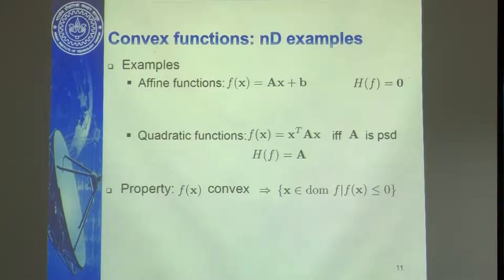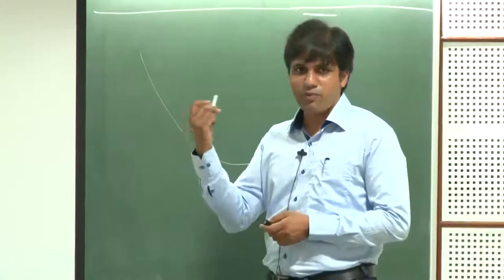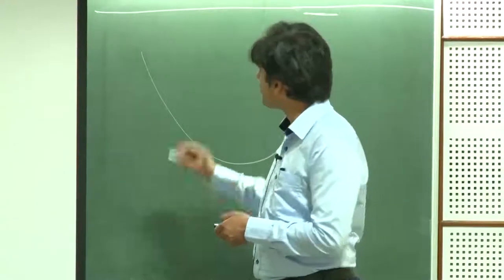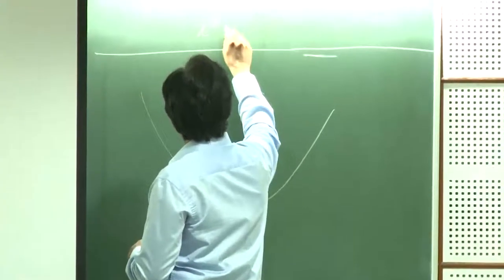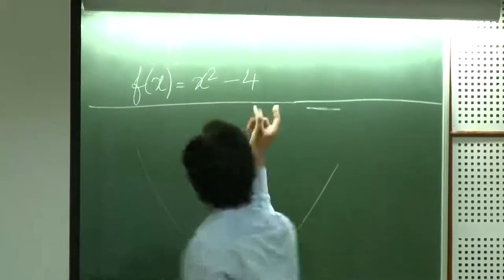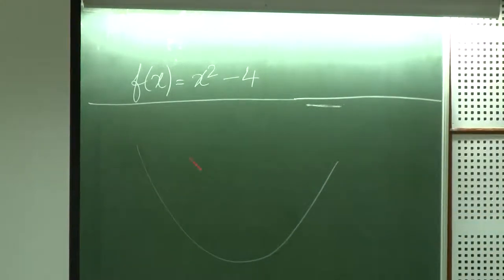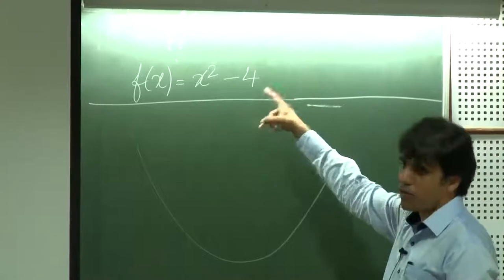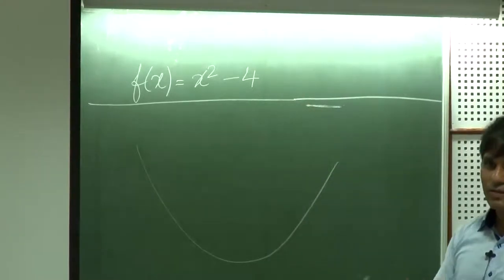Let us take a simple example. Let us say we are talking about f of x equal to x square. How does it look? It looks like this. What is the set of x such that f of x is less than or equal to 0? It is just 0, it has only one point. Let us look at a more interesting function instead: f of x equal to x square minus 4. What is the set of x such that x square minus 4 is less than or equal to 0? x between minus 2 and 2.